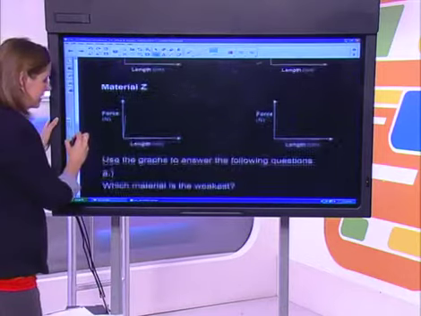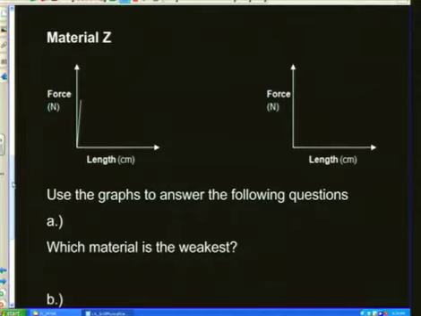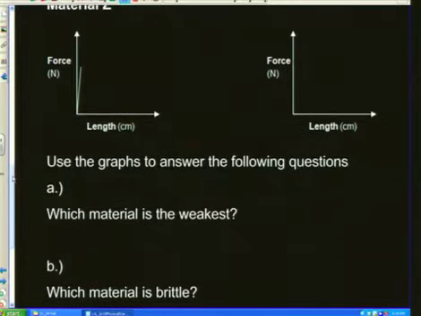Material Z, I've applied a force, and actually this object has broken. Why do we say that? Well, we can definitely see the length has not gotten any longer, and if I reduce the force, the length is not changing there.